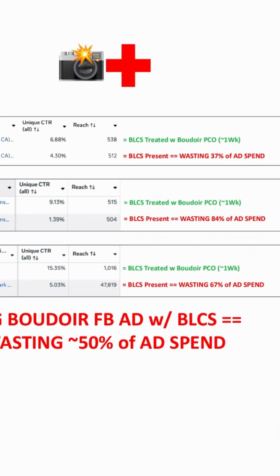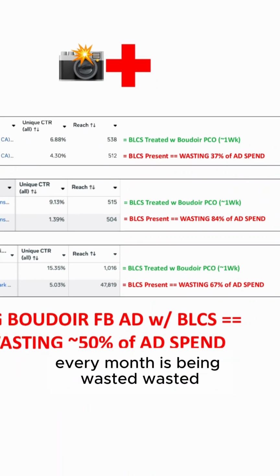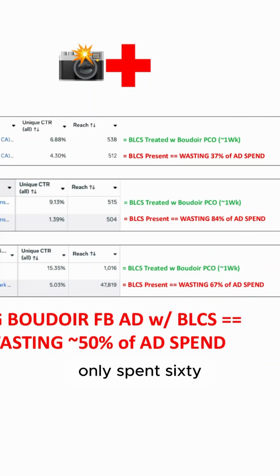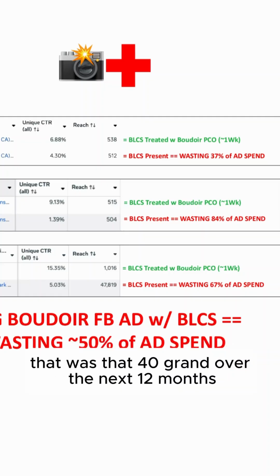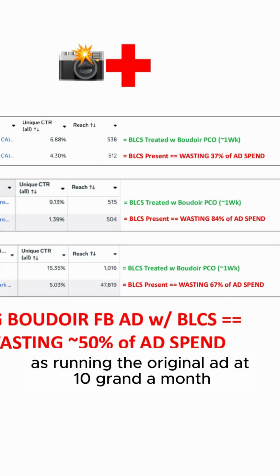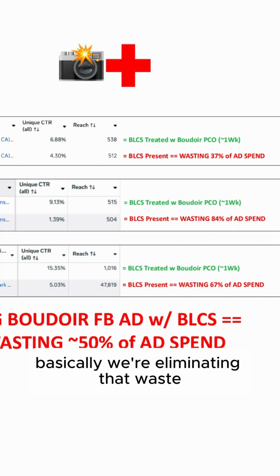So if they're spending 10 grand a month on Boudoir Facebook ads, 3,700 bucks a month, every month is being wasted. So what we can do is eliminate that wasted ad spend, only spend 6,300 bucks a month on the new Boudoir Pico treated ads. So pocket that, what's that, 40 grand over the next 12 months, kind of phantom profit back in the business owner's pockets. And that will get our ad into the same number of women's brains as running the original ad at 10 grand a month. So basically we're eliminating that wasted ad spend, putting it back in our pocket.